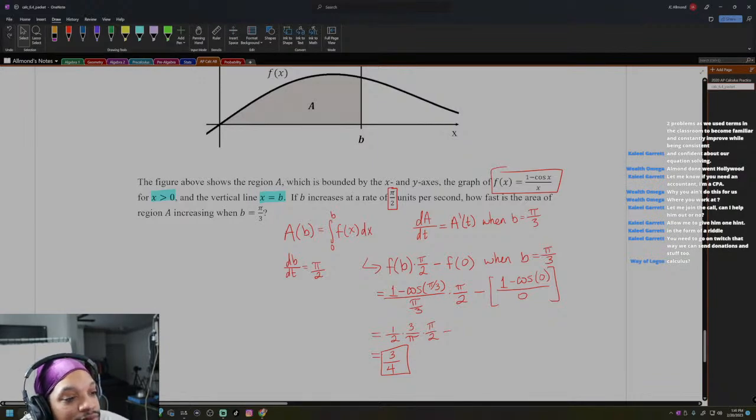This one's not that hard if you understand what you're doing. The wording is the hard part. If B increases at a rate. Yeah, so the wording, this is a good problem.